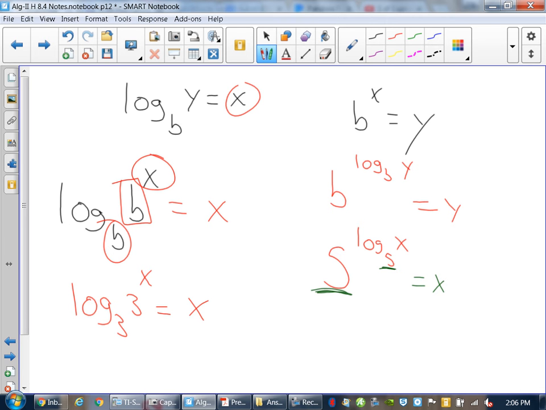So would your answer just be x? For this one? Yes, because it undoes it. There's a lot of little things here, and I'm going to have a ton of examples today, and it'll be like, oh, that's all it was.